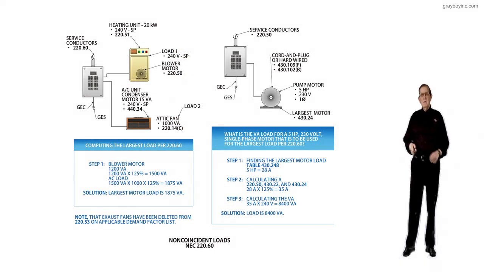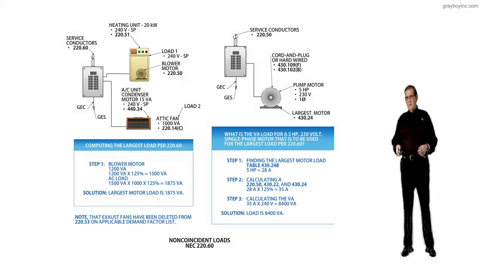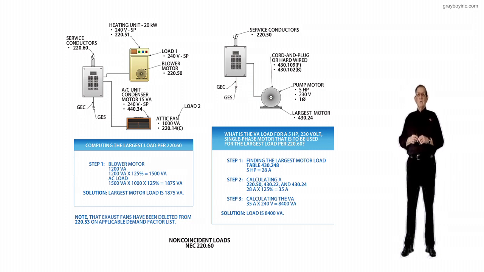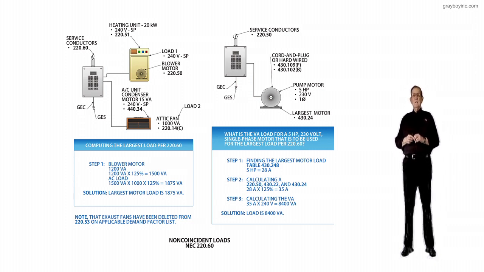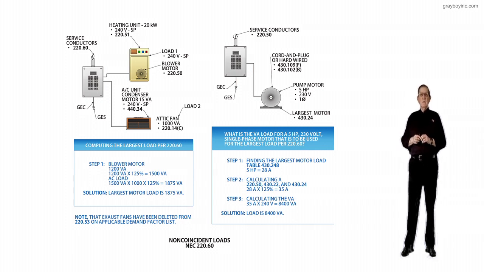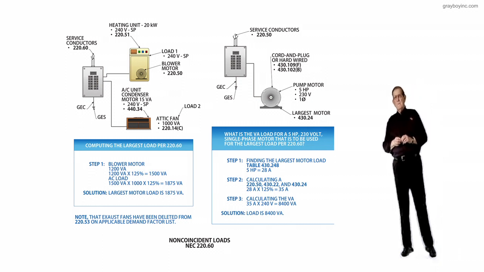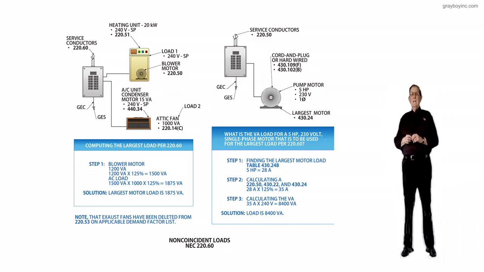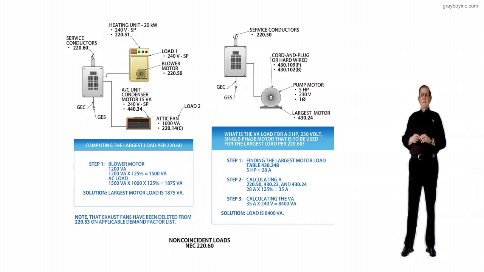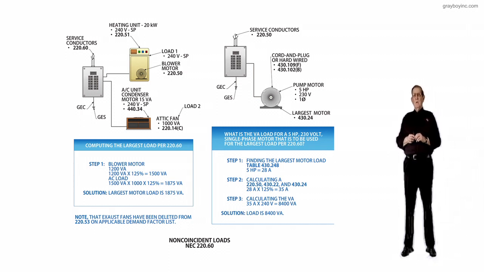This illustration deals with non-coincidental loads in accordance with NEC 220.60. And a new sentence has been added to clarify that the value found in 220.18(A) is used when determining if a motor load is included in the load calculation when the motor is one of the non-coincidental loads. Now notice that is new there.